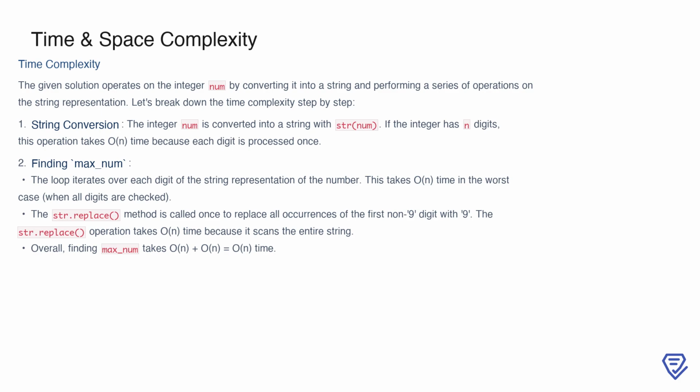First, the integer number is converted into a string using str(number). Since an integer with n digits requires processing each digit during the conversion, this step takes O(n) time. Next, we calculate max_number. This involves iterating through each digit in the string representation of number, which takes O(n) in the worst case. Additionally, the replace method is used to replace every occurrence of the first non-9 digit with 9. This operation scans the entire string to make the replacements, which also takes O(n) time. Combining these steps, the process of finding max_number has a time complexity of O(n) plus O(n), which simplifies to O(n).